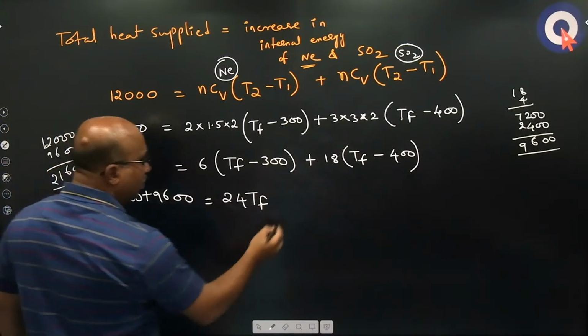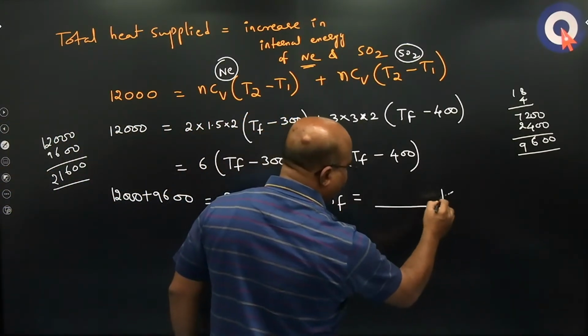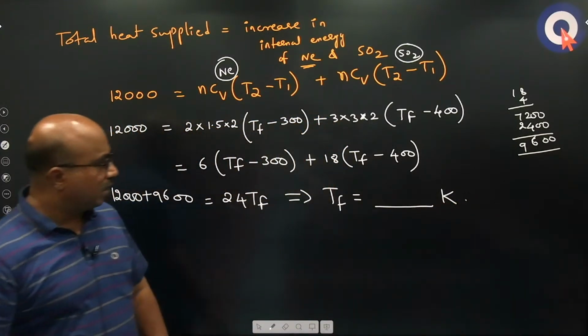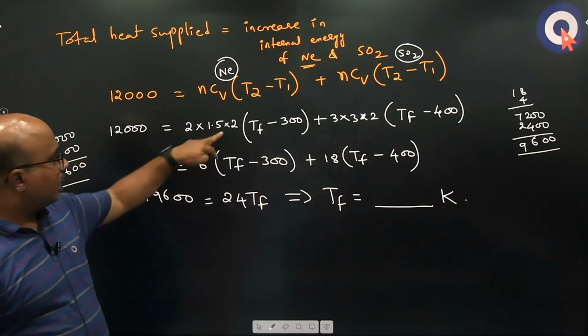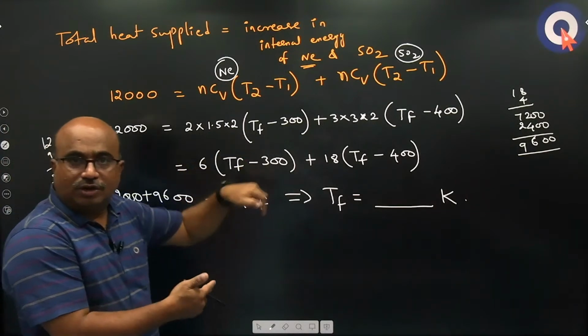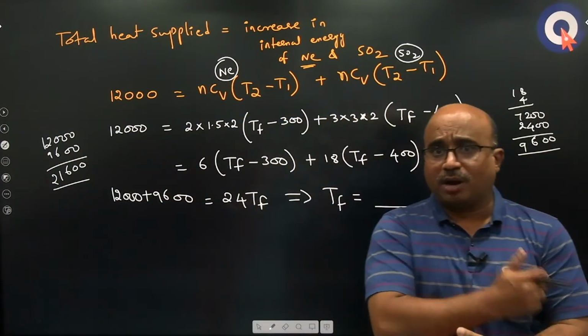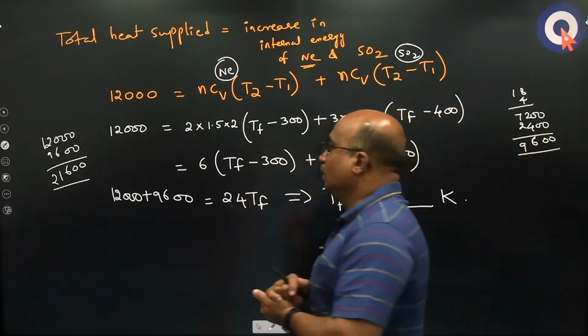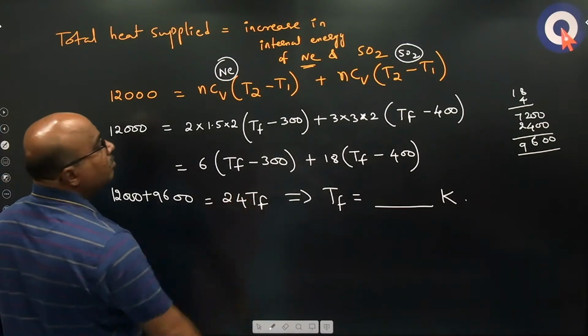So T final will be found from here. Just calculate that in terms of Kelvin, because we are taking everything in terms of Kelvin, because R is 1.98, otherwise approximately the problem itself says to take it as 2 calories per mole per Kelvin. So we get T final in terms of Kelvin.